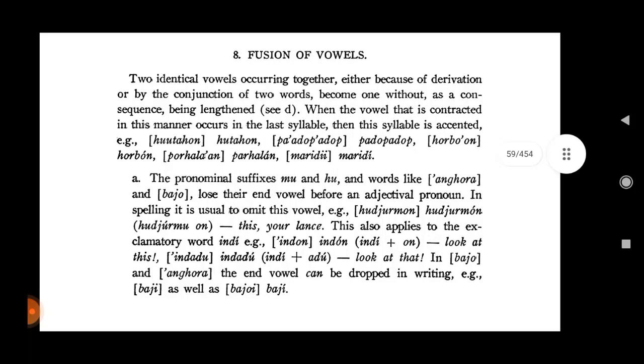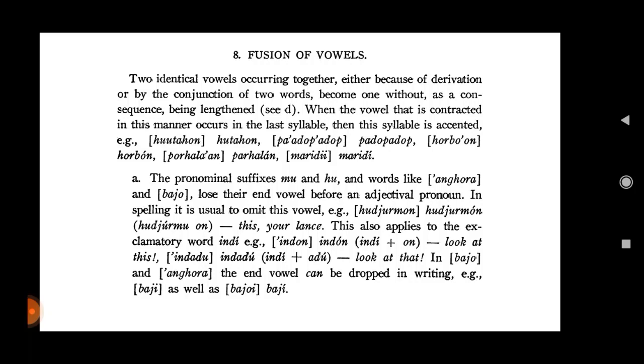Fusion of vowels. Two identical vowels occurring together, either because of derivation or by the conjunction of two words, become one with the consequence of being lengthened. When the vowel contracted in this manner occurs in the last syllables, then the syllable is accented, e.g. huutahon, hutahon, parop-arop, parop-arop, horbon, horbon, paghalan, paghalan, maridi, maridi.